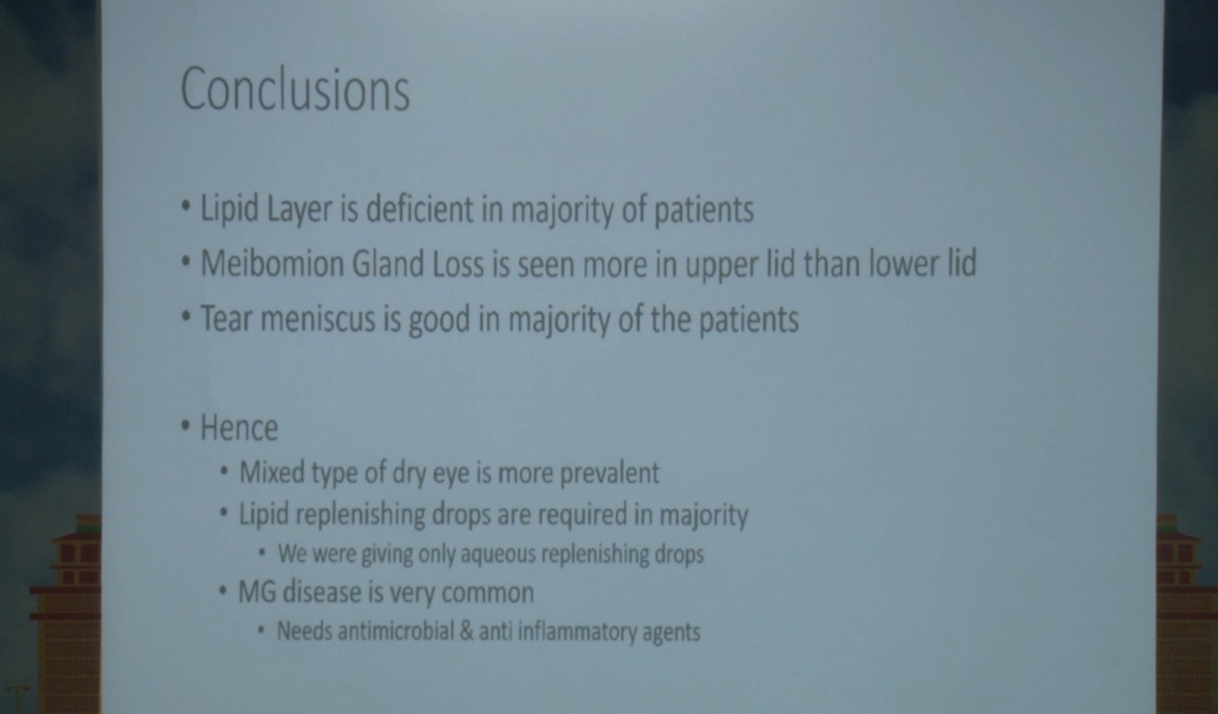So what we concluded was that it is the lipid layer which is deficient in majority of the patients. Meibomian gland loss is more seen in the upper lid than in the lower lid, and tear meniscus is good in majority of the patients. And this is slightly different from Western literature, where tear meniscus has been found to be deficient in most patients, and you are well aware that all the tear substitutes that we have target the aqueous layer of the tear film, and not the lipid layer.